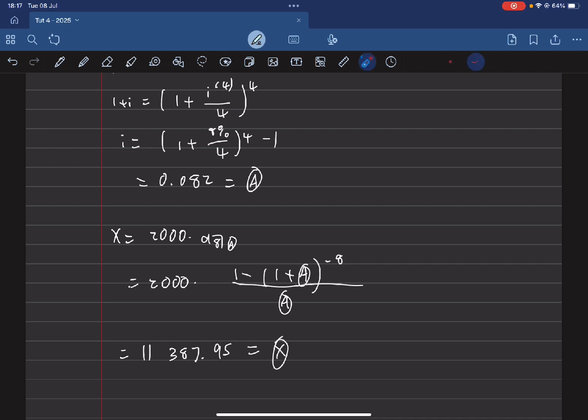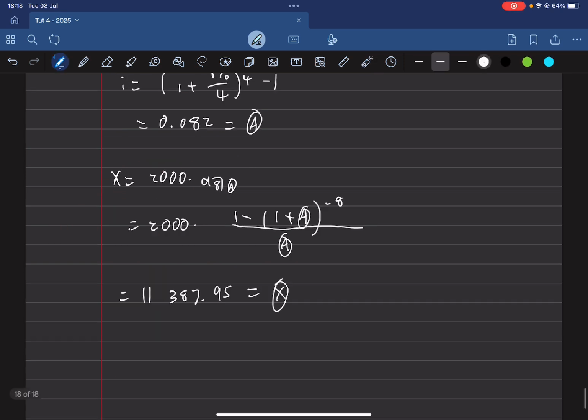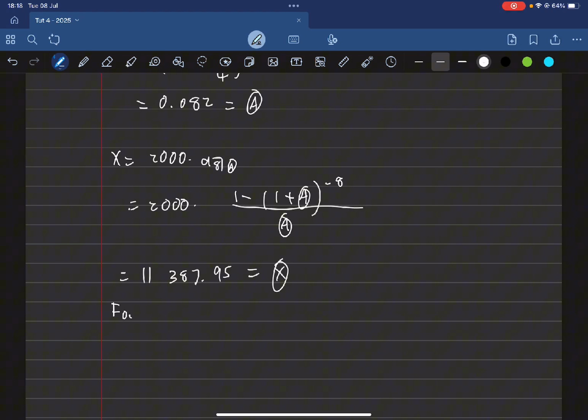And a good little check just to see if we're in the right ballpark is we have 8 payments of 2,000. So 8 times 2,000 gives us 16,000. And when we present value, it's obviously going to go down a little bit. So it seems like we're in the right kind of area with 11,000. Cool. So now let's have a look for Y.